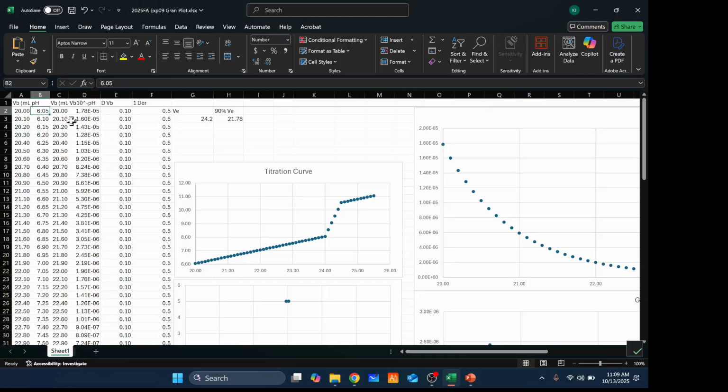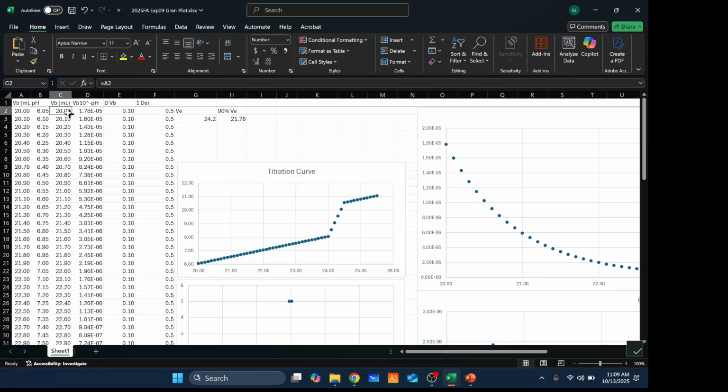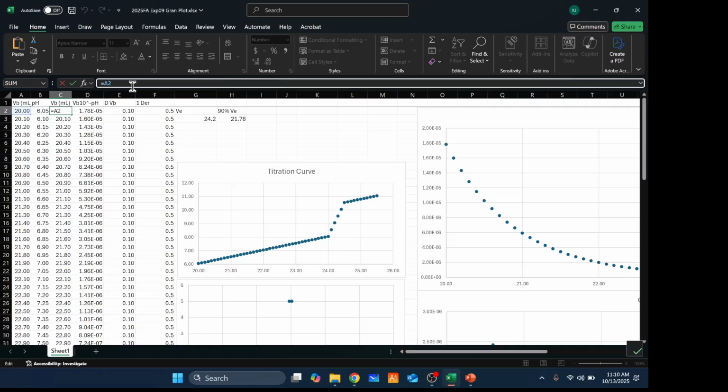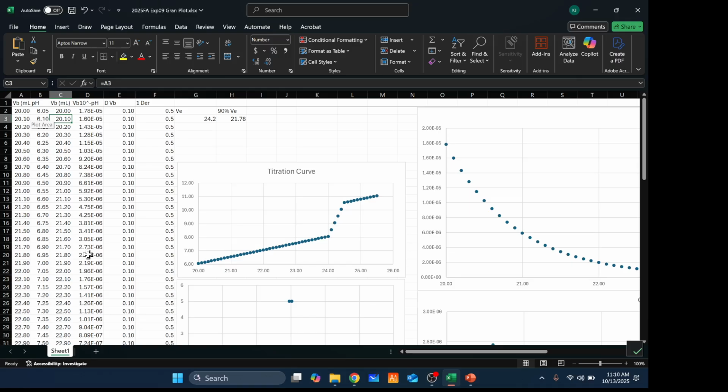Okay, now I have my pHs, I have my VB. This right here is literally just a copy of the other column. See how I just did that? I put equals, and then I just clicked on what I want to copy. And then I went the whole way down. Mine has the AI add-in where it automatically suggests things. So when I do that, it asks, do you want me to fill the rest of the way down? And I say yes. And it does it.